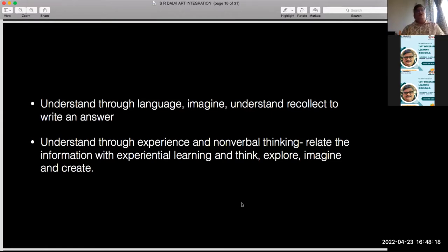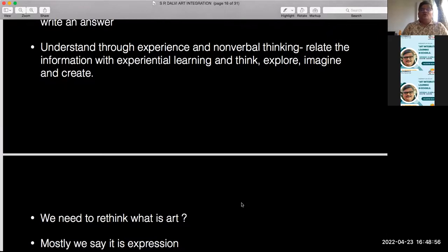But we need to rethink about language also. I'm coming to that point slowly. But when we learn with art, we learn through experience and mostly through non-verbal thinking. We relate the information with experiential learning and think, explore, imagine, create, because we have developed by that time what we call insight.